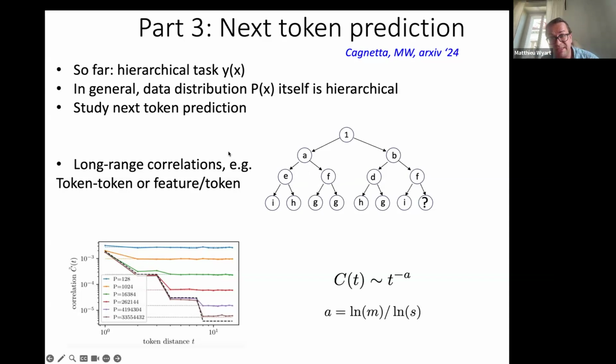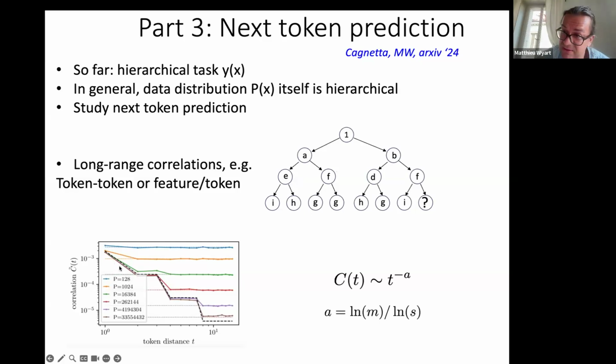If I was honest, you should be dealing with the correlation of a string to a token. But in terms of scaling, if I deal with the token correlation, it gives me the same exponent. For the sake of simplicity, I will show you that quantity. So in a model like that, where you have a tree like that, what you find is that the token correlation depends on space, and decreases as a power law of the distance t between tokens.